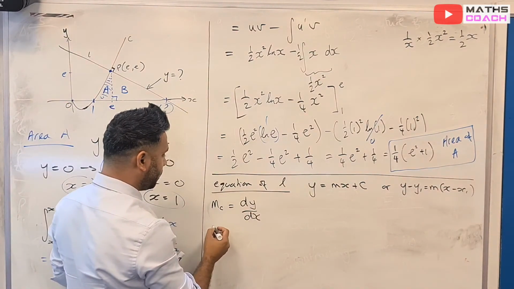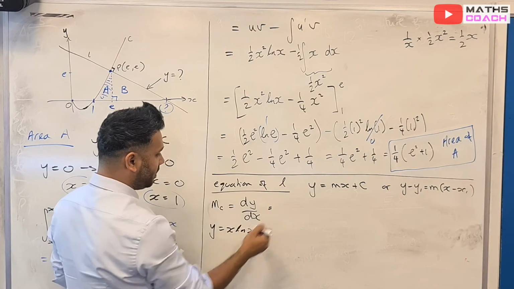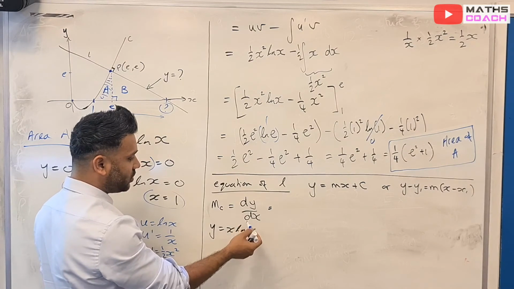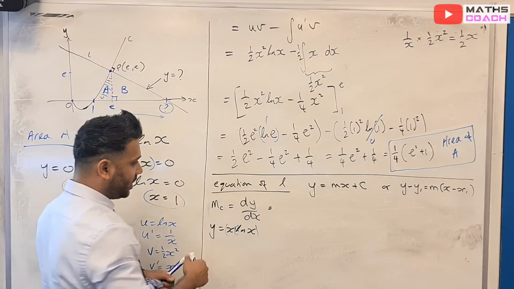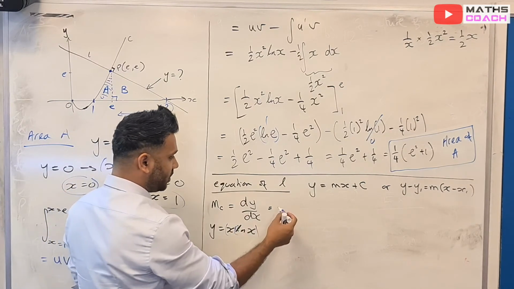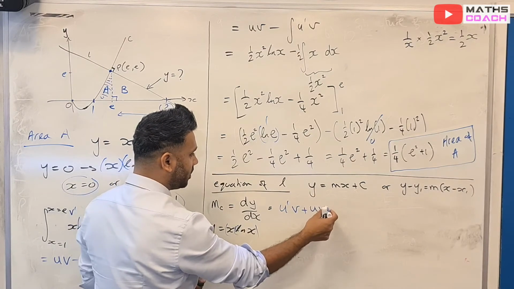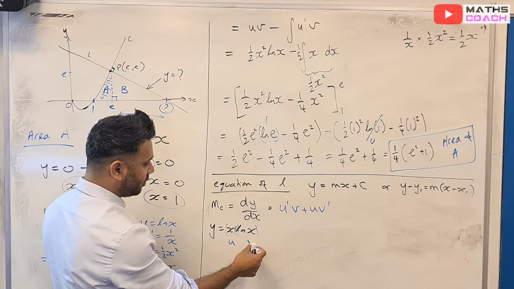And we know that y is equal to x ln x. I'm sure you figured out that we have a product of two functions and we want to differentiate this. So obviously, we have to use the product rule this time. And if you differentiate using the product rule, it is going to be u dash v plus u v dash. U is your x and ln x is your v.